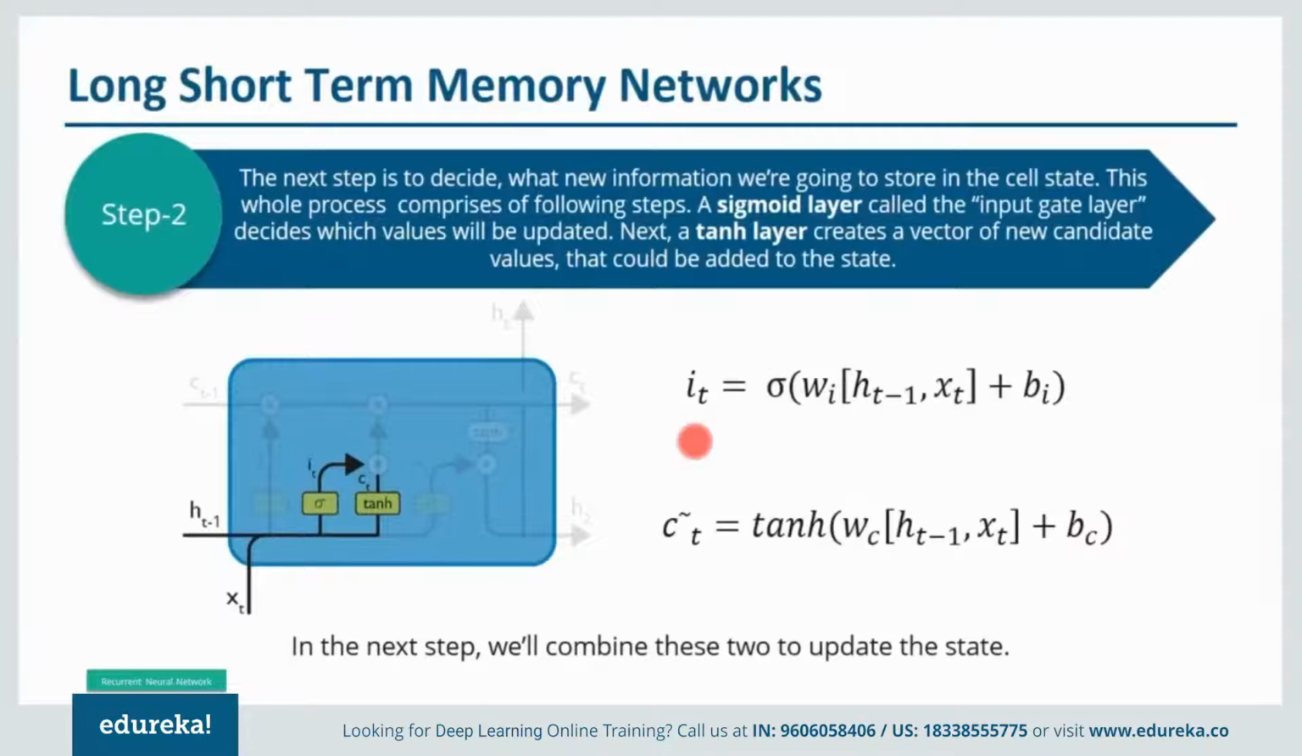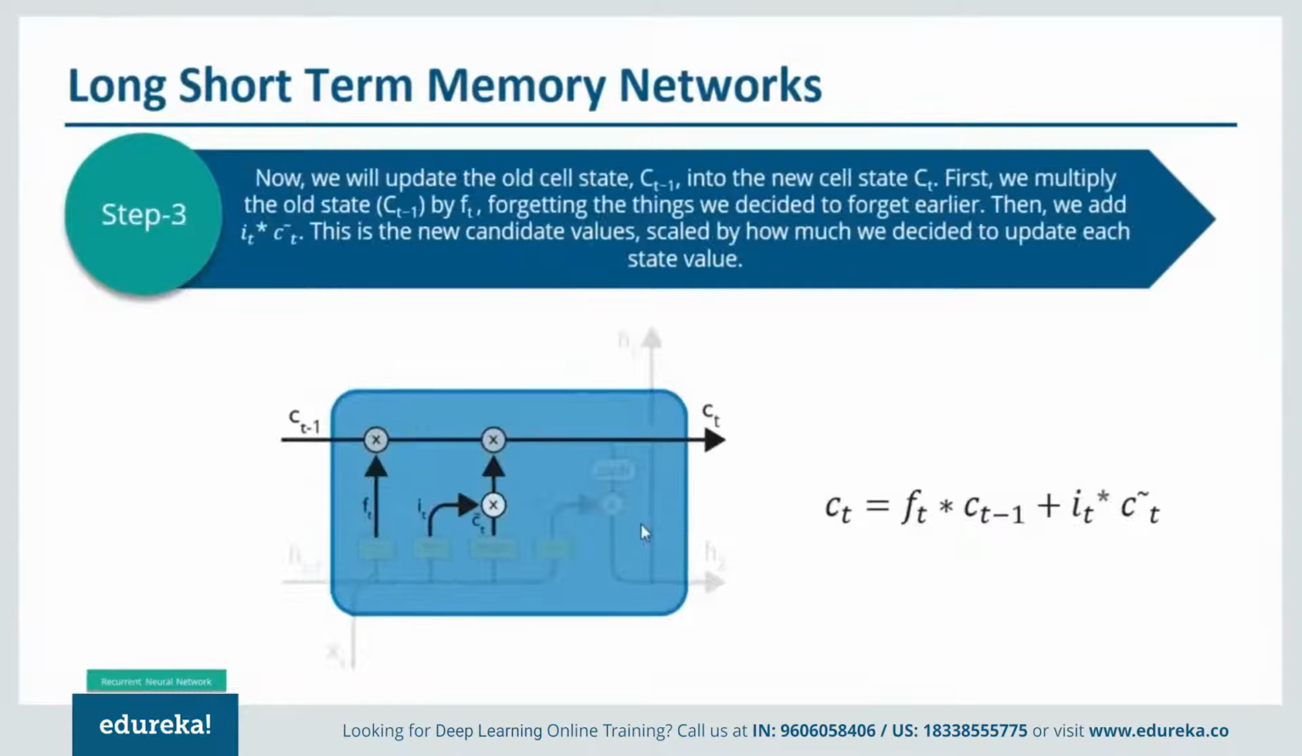Now let me explain the equations. So i of t will be what? The weight matrix multiplied by ht-1 comma xt, plus the bias, passed through a sigmoid function, and we get i of t. C bar of t we get by passing the weight matrix times ht-1 and xt, plus bias, through a tanh squashing function, and we get c bar of t. Alright, as I've told you earlier, in the next step we'll combine these two to update the state. Let us see how we do that.